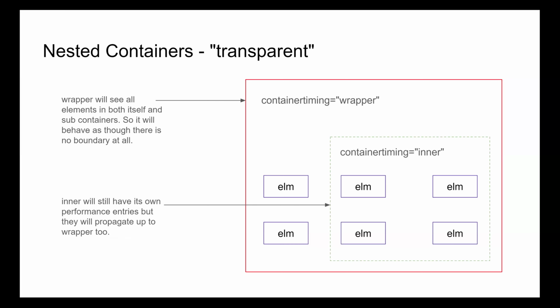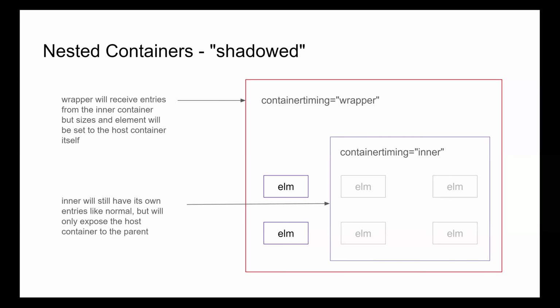We have transparency, where the outer container would see everything happening inside the inner container. It would almost be as though that container timing didn't have that root at all. It would just continue traversing, counting anything inside of there. And then we have shadowed, which is similar, but things like last painted element and size would be based on the root of the inner. You wouldn't give any information away about the internal elements. We added this mode just in case we wanted to support something like shadow DOM further down the line, where you get information about the root but nothing inside.